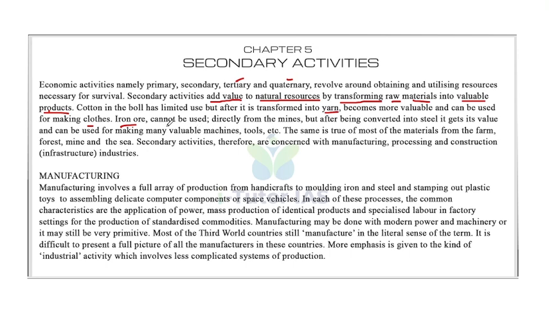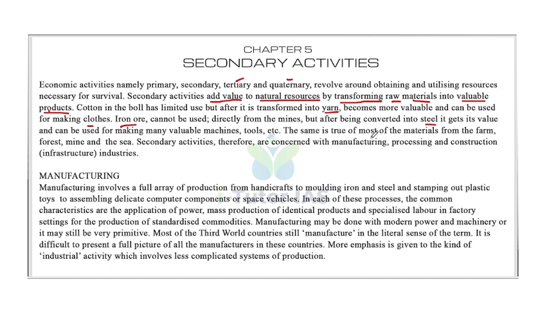Okay, so what happened here? The cotton balls have limited use, but when transformed into yarn, its value increased. It became more valuable and can be used for making clothes. Same with the iron ore. It cannot be used directly from the mines, but after being converted into steel, it gets its value and can be used for making many valuable machines, tools, etc.